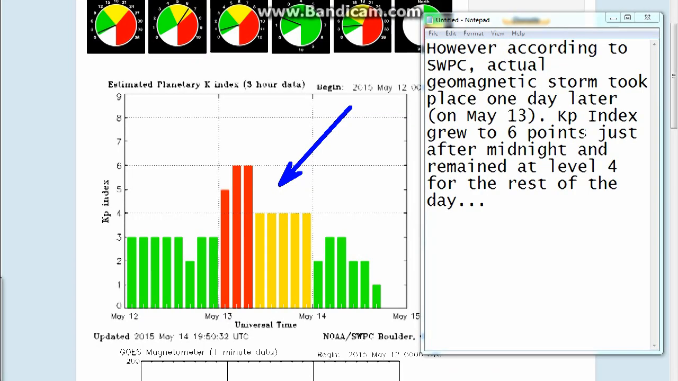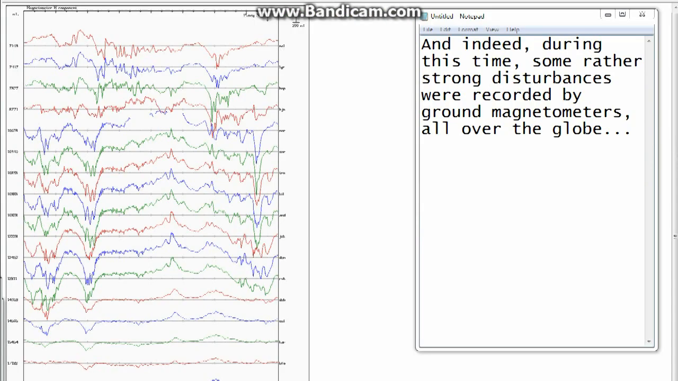However, according to SWPC, actual geomagnetic storm took place one day later, on May 13. KP index grew to 6 points just after midnight and remained at level 4 for the rest of the day. And indeed, during this time some rather strong disturbances were recorded by ground magnetometers all over the globe.